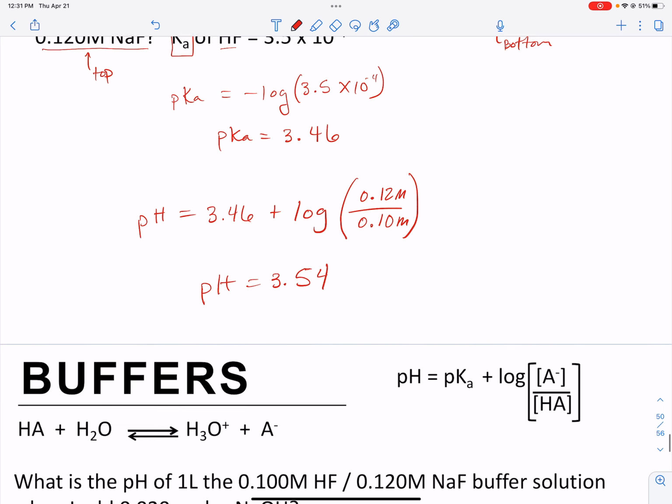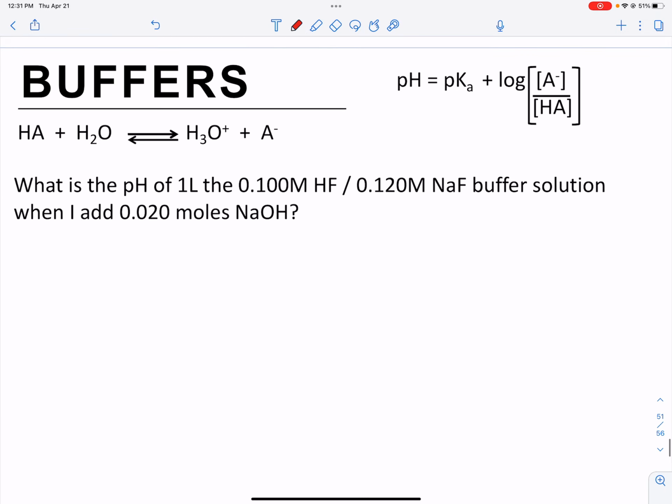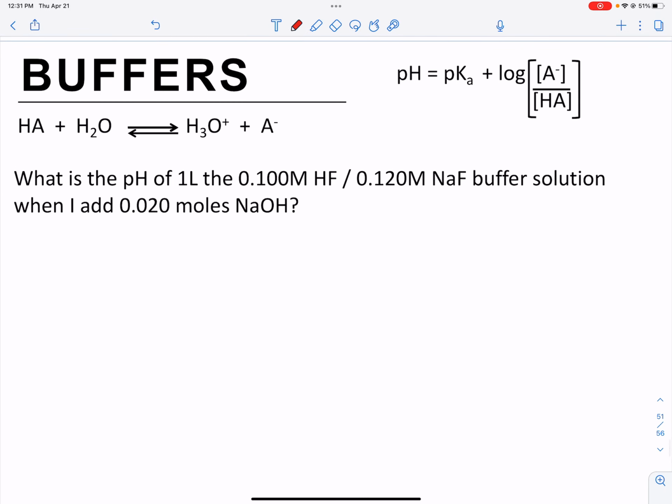Part 2 and 3 of a buffer problem will always look at what happens when you add a certain amount of acid or base. And it doesn't matter what order, acid first or base first. Here on this slide, we are going to be adding 0.02 moles of NaOH, and this is a strong base.